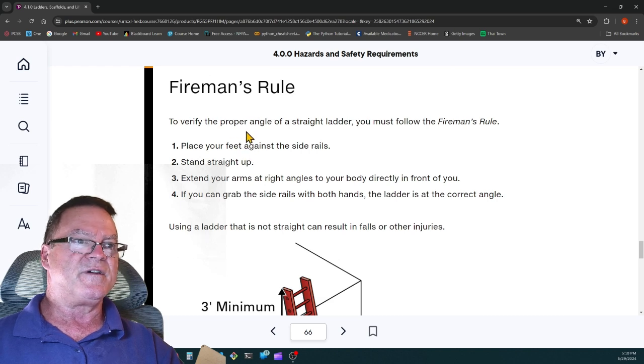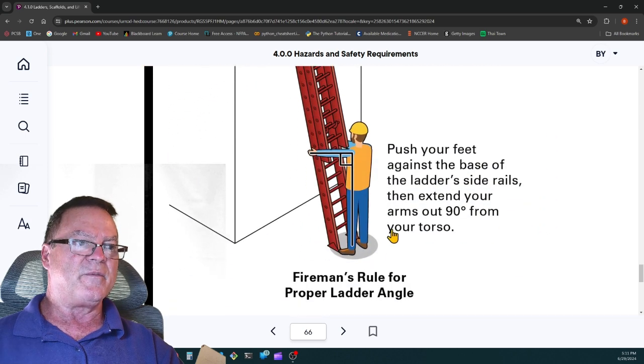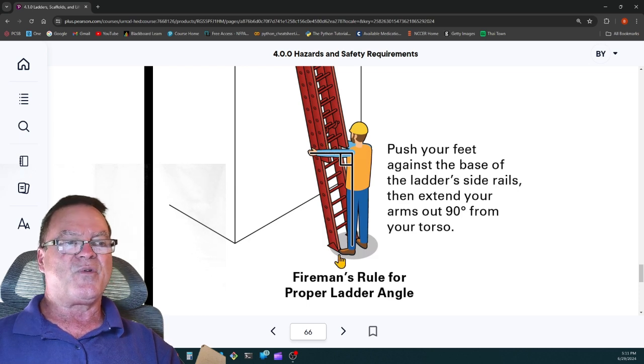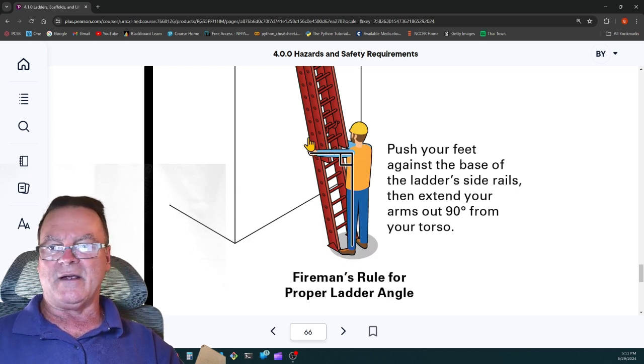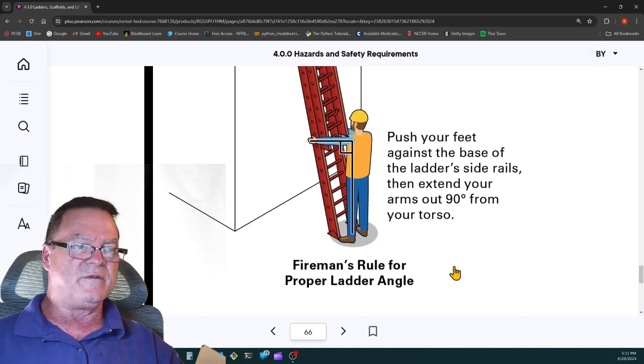Here's the fireman's rule. It says to verify the proper angle of a straight ladder, you must follow the fireman's rules. Place your feet against the side rails, stand straight up, extend your arms at right angles to your body directly in front of you. If you can grab the side rails with both hands, the ladder's at the correct angle. So here's the fireman rule. When you're standing at the base of the ladder, if you extend your arms straight out, you should be able to grab the side rail of the ladder. It's approximately a 72-degree angle, but we don't carry a compass with us, so you don't know if it's 72 degrees or not.